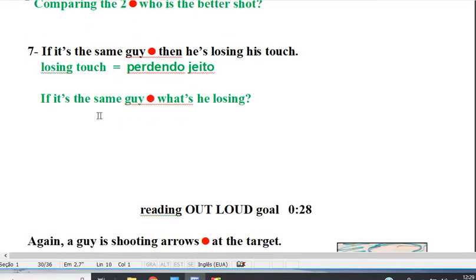Okay, line 7. If it's the same guy, then he's losing his touch. Question. If it's the same guy, what's he losing? If it's the same guy, then he's losing his touch.